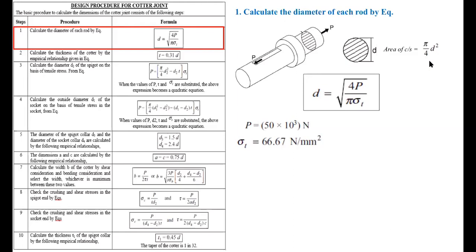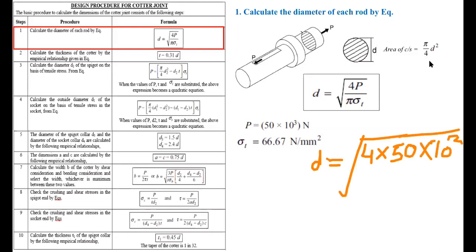So D is equal to simply under root of 4 into 50 into 10 raised to 3 divided by pi into sigma T, that is 66.67. Just calculate this. D is equal to, so what will be the answer?